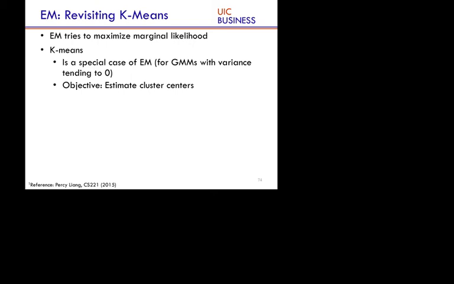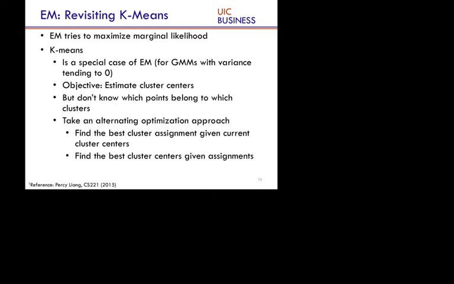So what is the objective of k-means? The objective of k-means is to estimate cluster centers, right? You have clusters and you want to figure out cluster centers. K is fixed. Let's say k is 10. I fix some k. Given, let's say, 2-dimensional data, I just want clusters. You can visualize that, right? How do you do that?